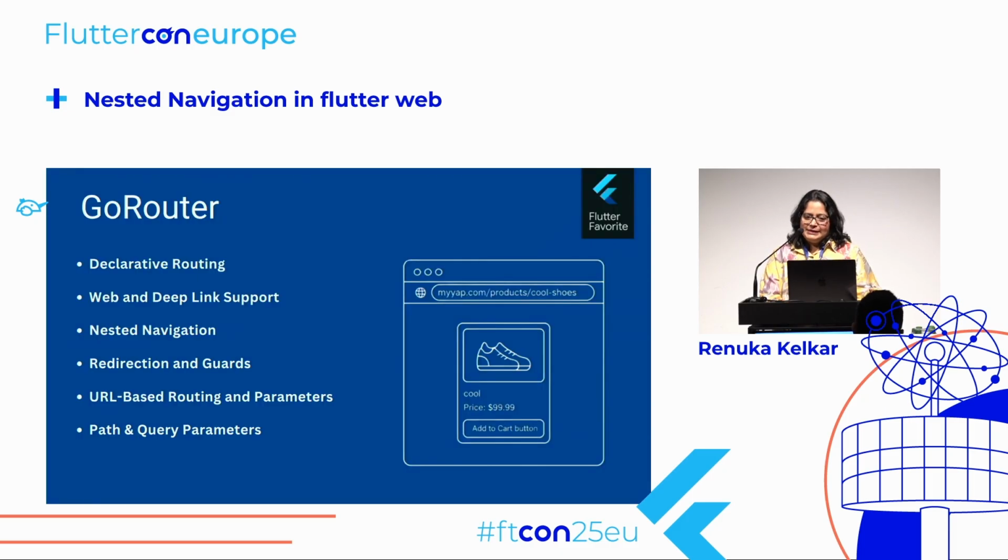So in that sense, what Go Router is giving you is declarative routing. Then it helps you support the web and deep links. It helps with nested navigation. It helps with redirection and guards. You can use this for URL-based routing as well. And it helps with path and query parameter sharing as well.